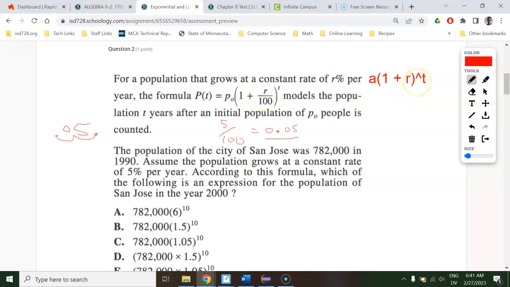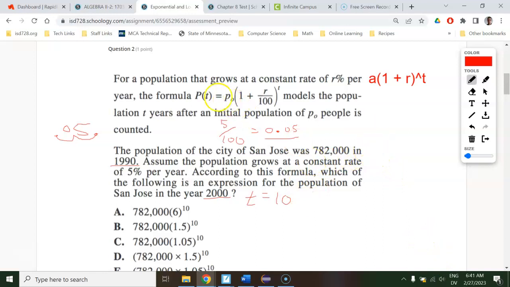And then T is the years. The only difference here is we don't really have a year. We just have a starting year of 1990 and then the year 2000. So T is, I think, the years since the start. Basically, T just means we're 10 years in the future, because we started in 1990 and now we're in 2000, so T represents 10 years in the future.